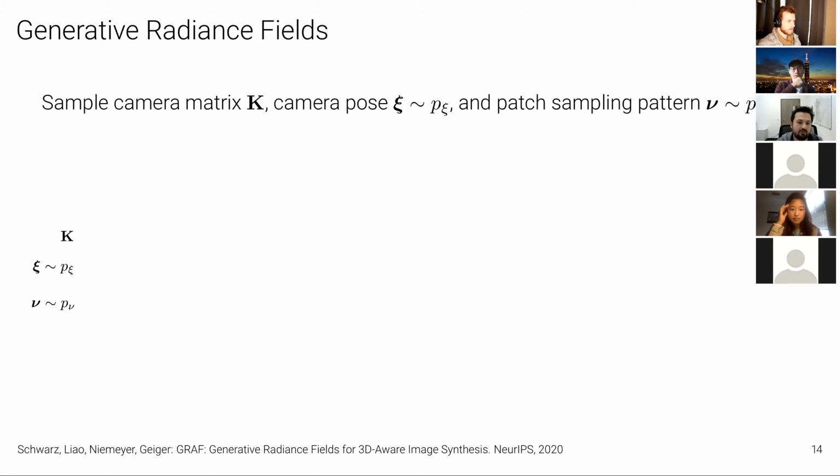To note, this camera matrix we define per data set, so you actually don't sample it, but you keep it fixed. You have a fixed camera matrix, the intrinsics basically, and then the camera poses you sample from a distribution that you have to define, right? We will talk about this a little later, but you basically assume some distribution and then you sample from it. And then the patch sampling pattern, we will have a closer look later.